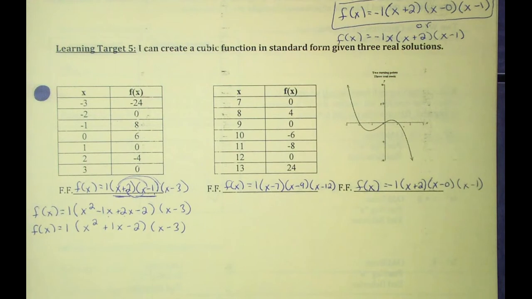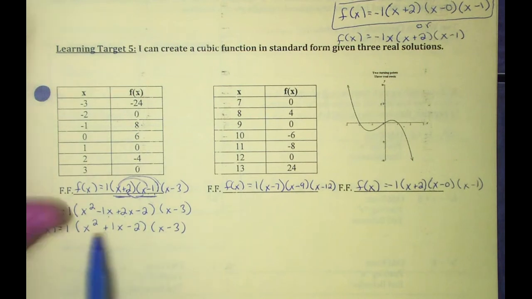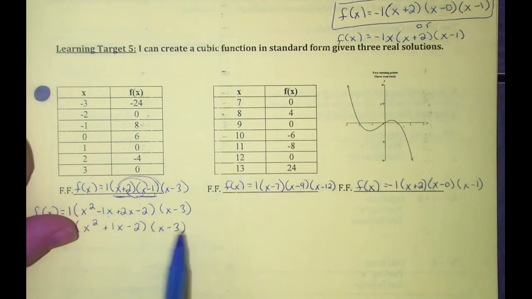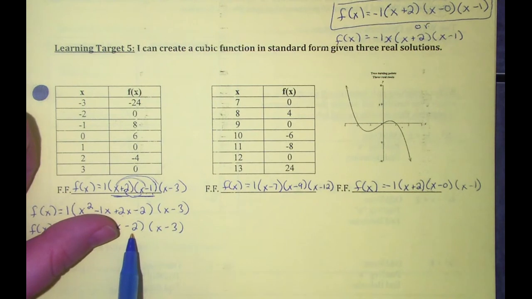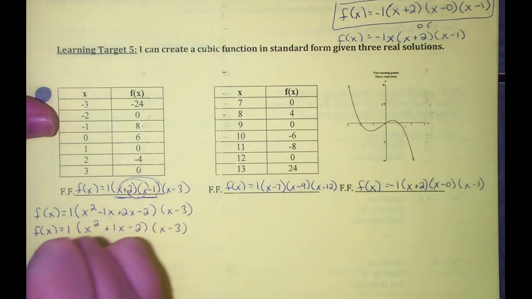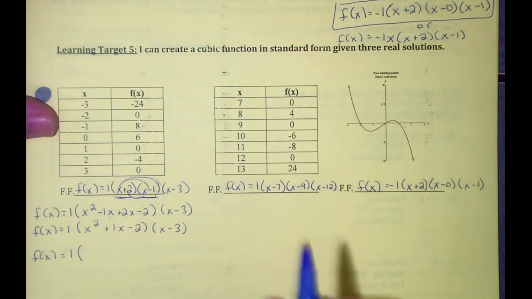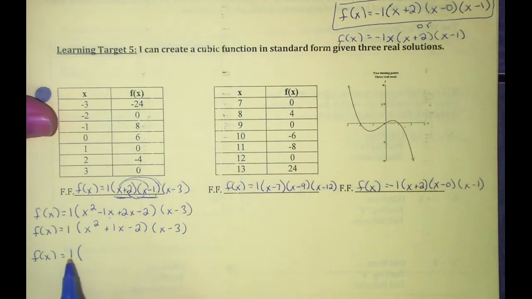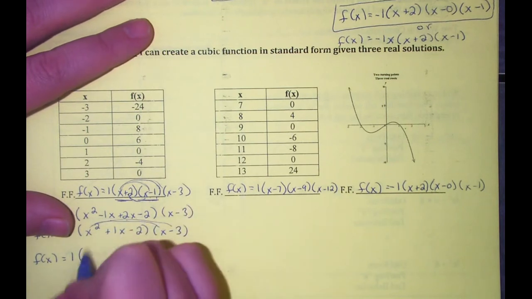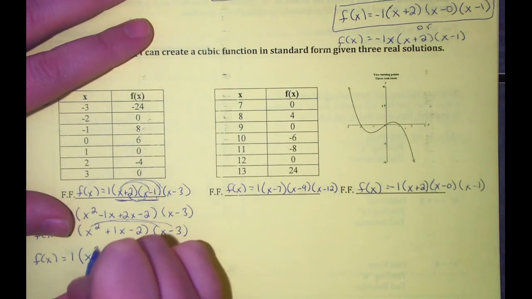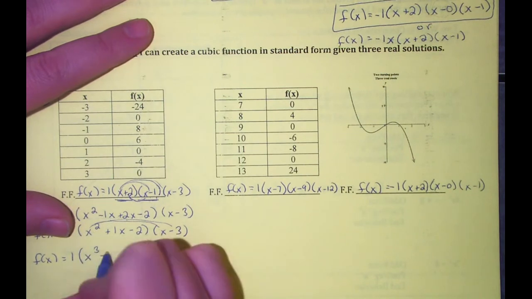Now what I'm going to do is take all three of these terms and multiply them by these two. So I'm going to take x squared and multiply it by the x and the negative 3. I'm going to take the 1x and multiply it by the x and the negative 3. And I'm going to take the negative 2 and multiply it by the x and the negative 3. So what that is going to look like is, I still have my 1 right there. I'm going to keep all this in parentheses because all of it is multiplying this 1. I'm going to do x squared times x and negative 3. So x squared times x is x cubed. X squared times negative 3 is negative 3x squared.